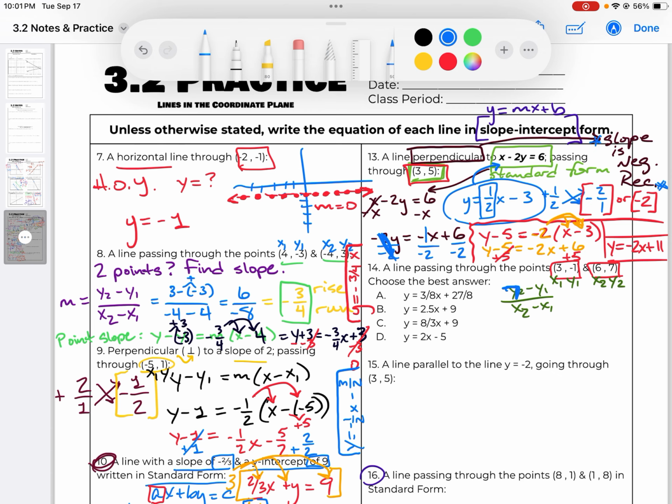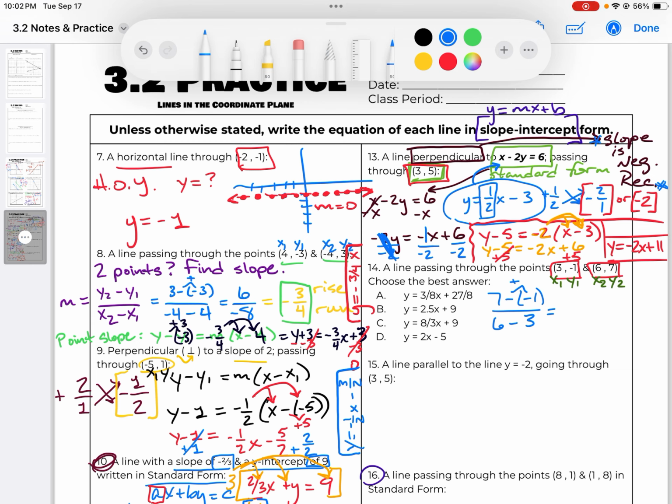So I've got 7 minus -1. I'm going to erase that just so it's a little clearer. You guys have the formula. It's in your notes. y2 is 7 minus y1, which is -1, over x2, which is 6, minus x1, which is 3.